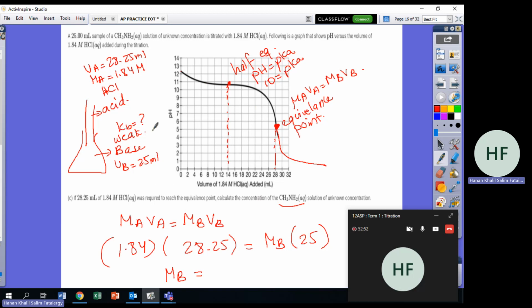Now I don't want Ka, I want Kb. We know that pKa plus pKb is equal to 14. So pKa is 10, so pKb is equal to 4. That means Kb is equal to 10 to the power minus 4, not 14, sorry.